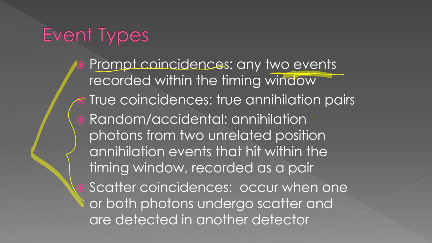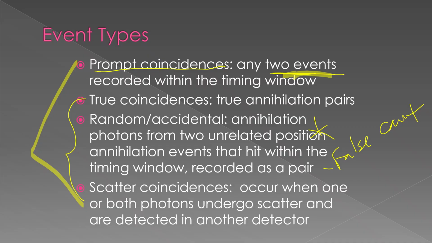Then we have the random or accidental ones. These are annihilation photons from two unrelated events that just happen to hit opposite of each other within the timing window. They get reported as a pair. This is kind of like a false count, even though we don't call it that. But this is really hard for us to correct for because the instrument sees it as a true event.